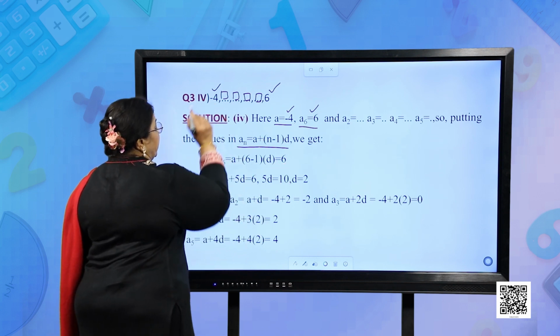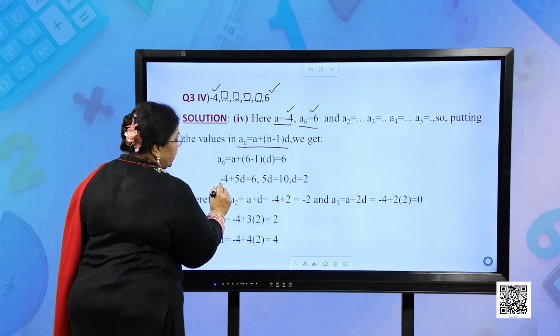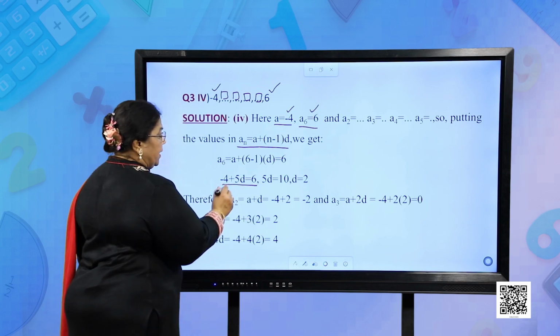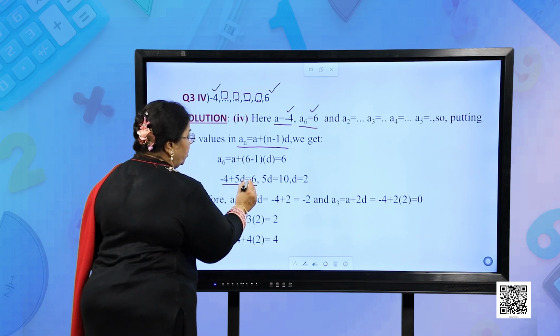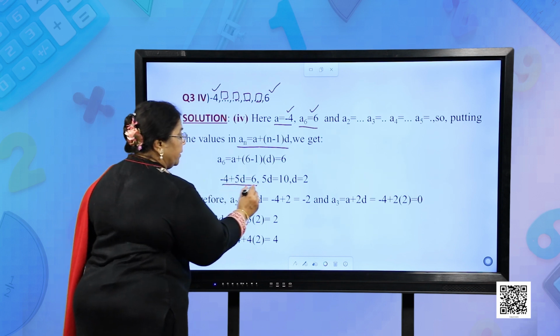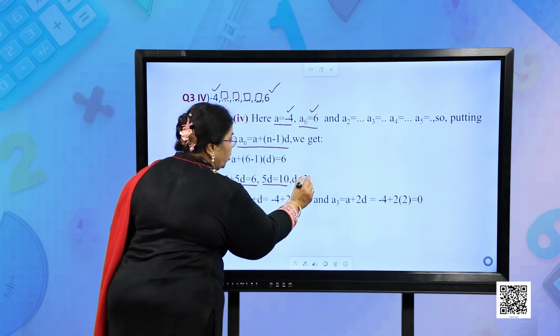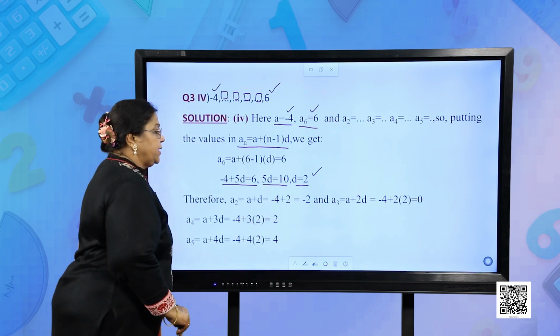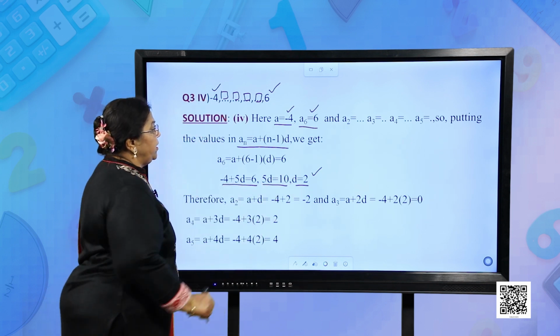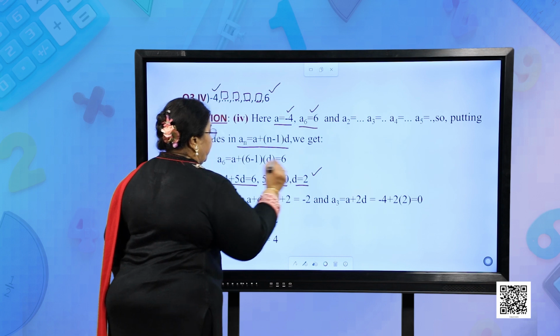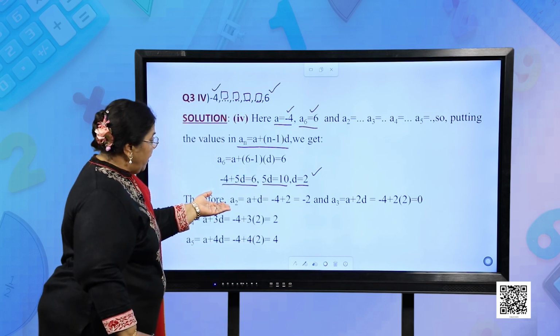A is given to us as minus 4. Let us substitute here. Minus 4 plus 5D is 6. That gives me 5D is equal to, what is 6 plus 4? 10. So, D is equal to 2. I have got common difference as 2. Now, it becomes very easy for us. I know the value of A, I know the value of D, I can calculate the other values.